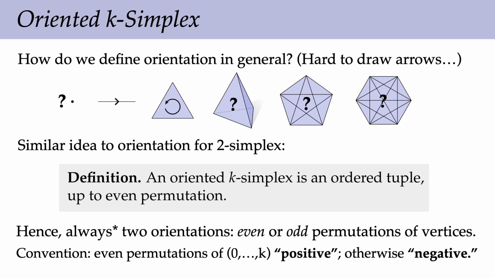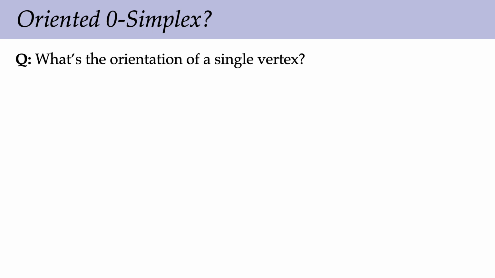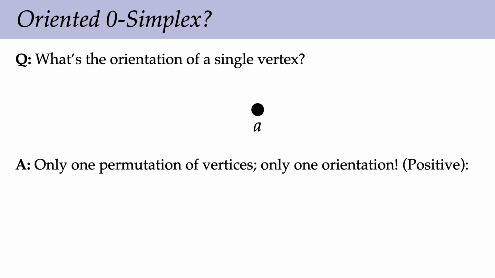Okay? Always important to think about the corner cases. So in particular, what is the orientation of a single vertex? What does that mean? We just have this one vertex. How do we orient a vertex? Well, one thing we can say for certain is that there's only one permutation of the vertices. There's just this one tuple that contains A, and the only thing we can get by permuting its vertices is the same thing again. So there's only one orientation. A vertex is always positively oriented. Okay?